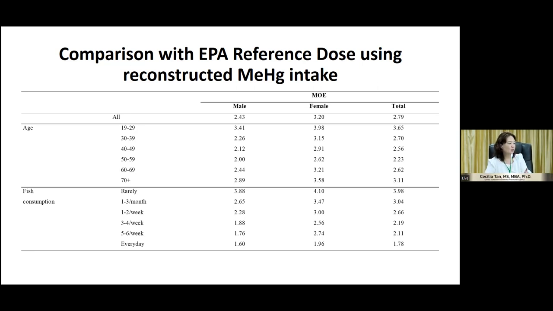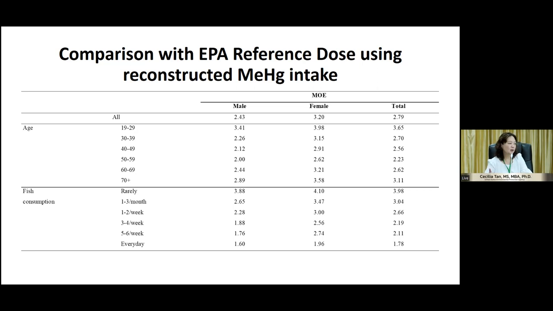And then if you compare different ages, again, the smaller means it's more risk, higher risk. And again, it is the 50 to 59 that has the smallest number. And then fish consumption, again, smaller is worse. If you eat it every day, your margin is really small, around 1.5 to 2.